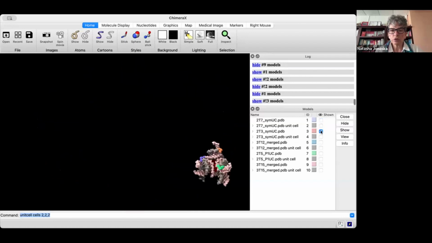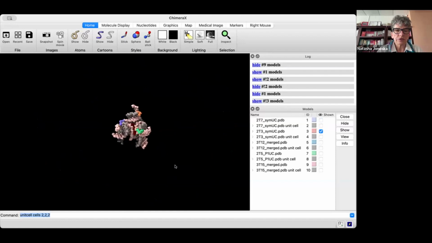So let me do 2T3. This was also obtained in the lab recently. So here's the cyclic strand in there that doesn't go outside the center of the molecule. Actually, the cavity in the center of this molecule is so small that you cannot even put a water molecule inside.